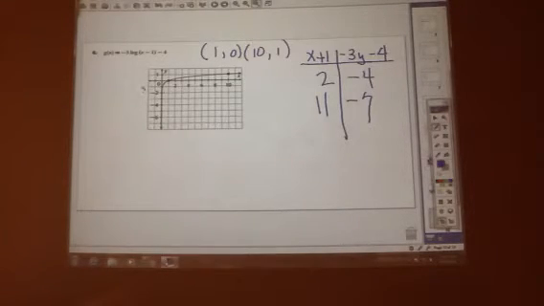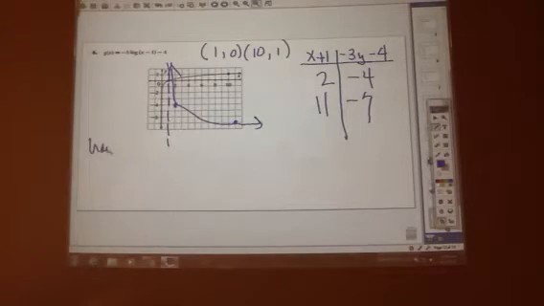Plot those 2 points. (2, -4). (11, -7). My vertical asymptote is at x equals 1. So it should look like this. Why is this one going the opposite way? Why is this one making an arc that way, and this one's coming down the other way? Because of that negative right there, it reflects across the x-axis.